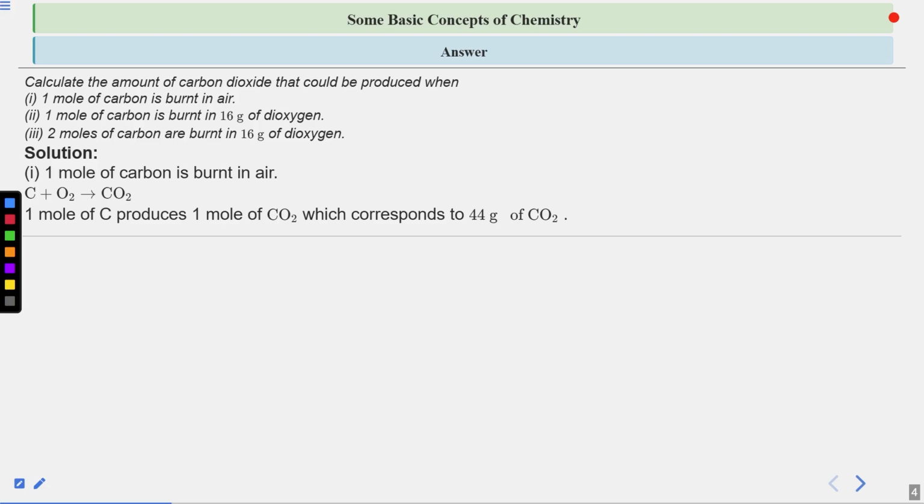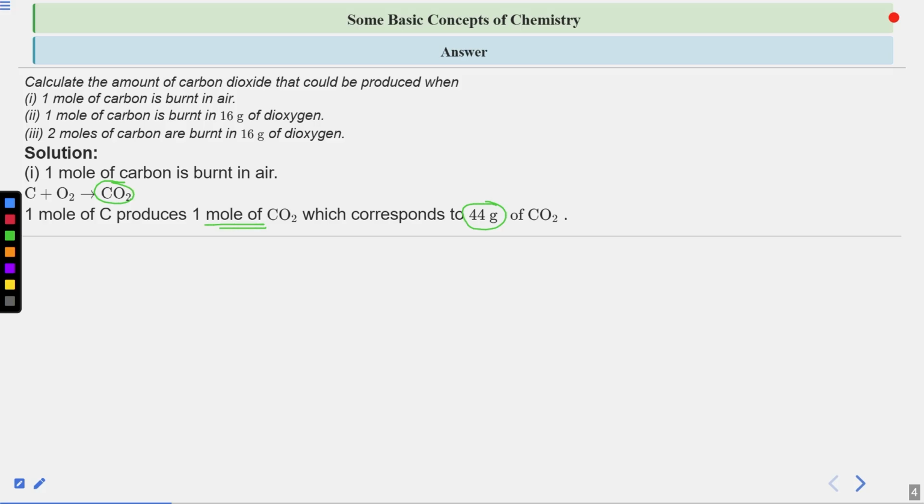Hence, if we take 1 mole of carbon and react it with 1 mole of dioxygen, then we will get 1 mole of carbon dioxide. Then what is the mass of 1 mole of carbon dioxide? Just calculate the molar mass, which is 44 gram. As simple as that. Is this first part of the question clear to you? So yes, 44 gram is the answer. Anyone has an issue? It's very simple, right?